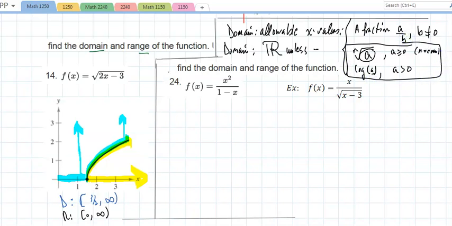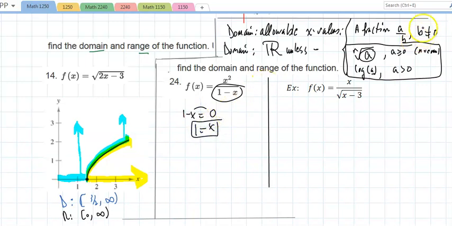Well, on number 24, we're not going to graph this because that's a lot of work. Instead, we say, look, I see a fraction, take the denominator, and figure out where the denominator would equal 0. That's when x equals 1. x equals 1 is the only value that makes the denominator equal 0. So the domain is any x value such that, what's the condition? Stay away from 1 and you're okay.